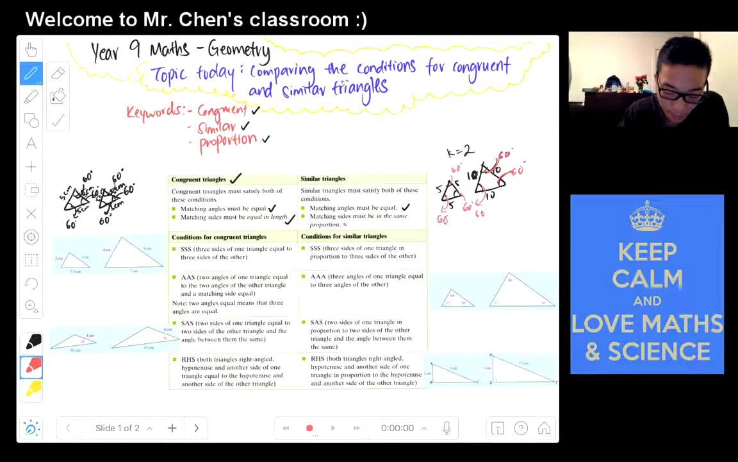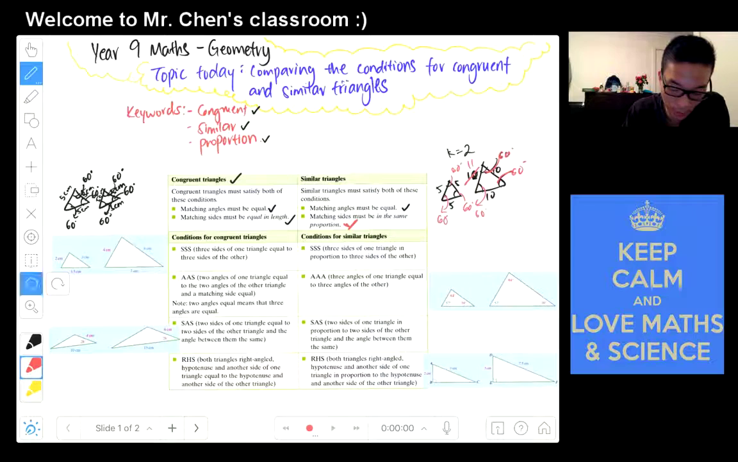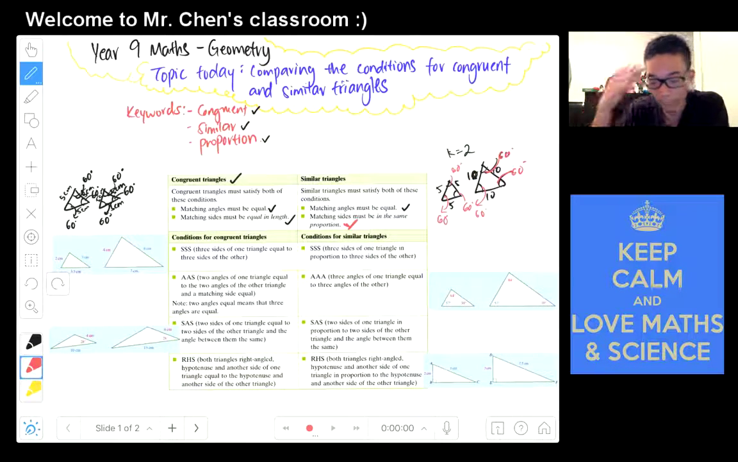Matching sides must be in the same proportion. That means I can't have this be 11. That is wrong. It has to change, both of them. All three lengths have to increase at the same proportion, which is the same scale factor. So remember that. Now let's look at some other conditions for congruent triangles.